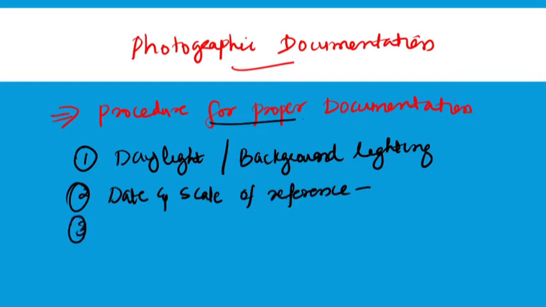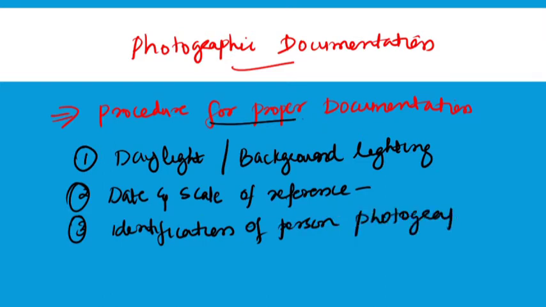And the third point to be noted is that identification of the person photographed is important, as it is needed to prove it in court. While taking the photo, it should be mentioned who took the photo, so that the court can call the person at the particular time of the trial for further clarifications. So the identification mark of the person who took the photograph, date and scale for reference should be mentioned.